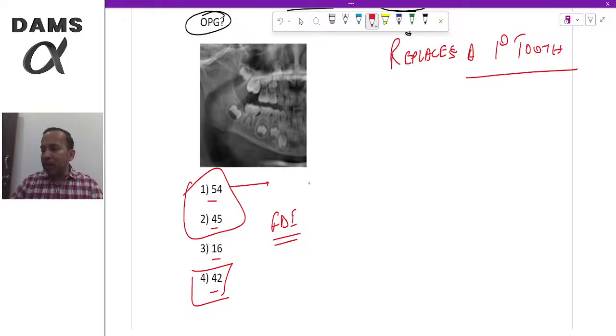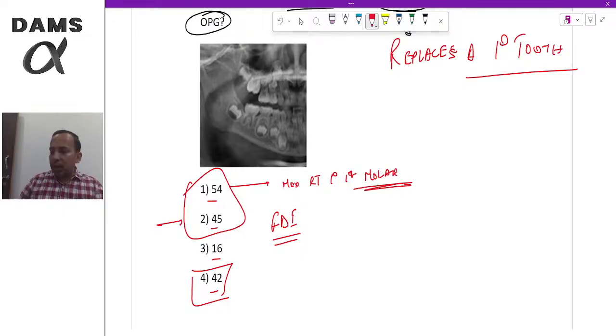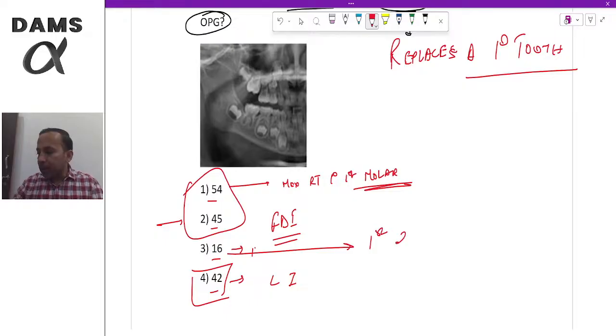So 5-4, what it means is, they are talking about the maxillary right primary first molar, isn't it? Maxillary right primary first molar, that is 5-4. 4-5 is the second premolar. 1-6 is the permanent first molar, and 4-2 would be lateral incisor. So this is the lateral incisor, this is the first permanent molar, and here this is the premolar, and this we have as the primary molar.